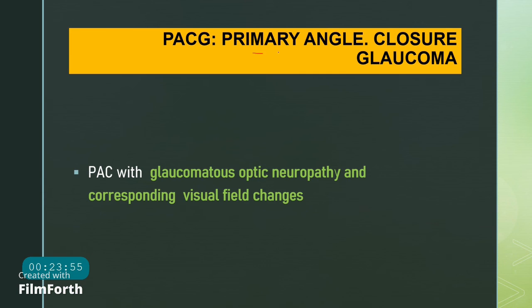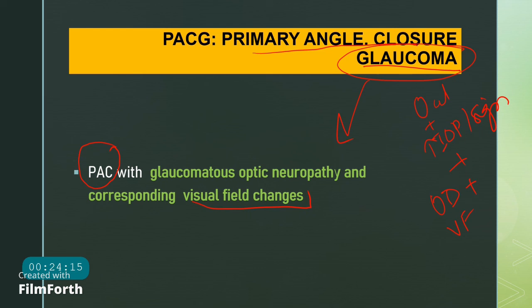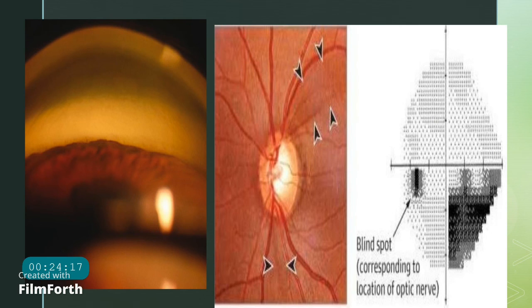Next, you have primary angle closure glaucoma. So in primary angle closure glaucoma, you will have all the features of primary angle closure. That means you have occludability, along with that you have raised IOP or some sign of previous angle closure, and along with that, optic disc and visual field will also be affected. So that will label the patient as having primary angle closure glaucoma.